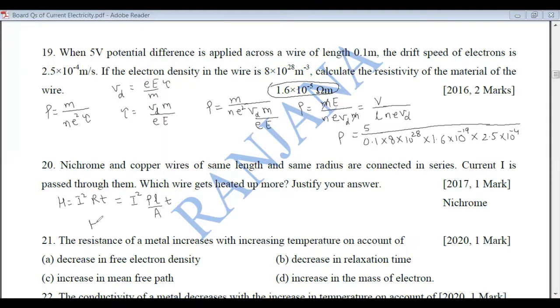So here we see that heat produced is directly proportional to the resistivity of the materials. And we know that nichrome is an alloy and its resistivity is more than copper. So as resistivity of nichrome is more than copper, the heat produced in the nichrome wire will be greater than that in copper.